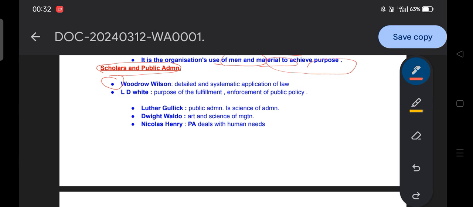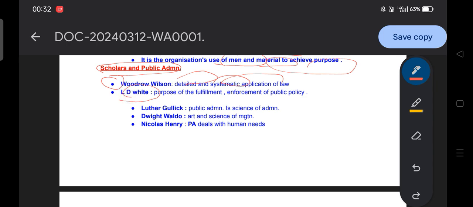According to him, public administration is a detailed and systematic application of the law. So public administration is a detailed and systematic activity, performed according to the rules and regulations mentioned in our codified documents. That is how Woodrow Wilson says. Moving to L.D. White.